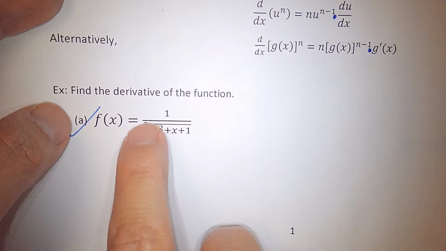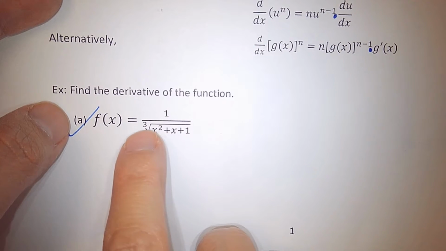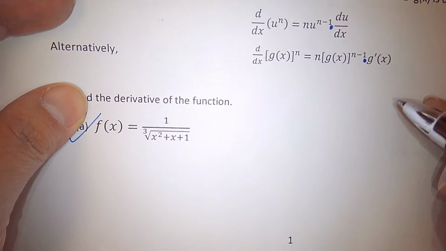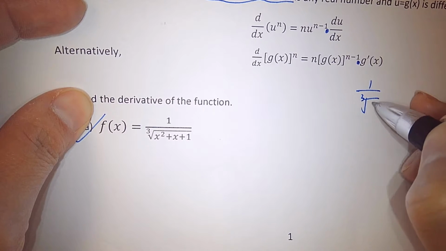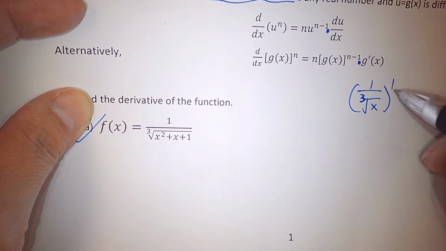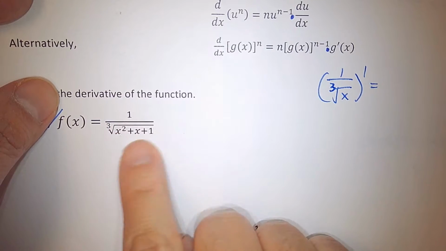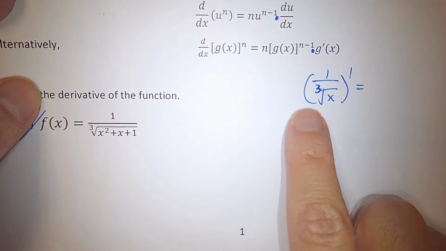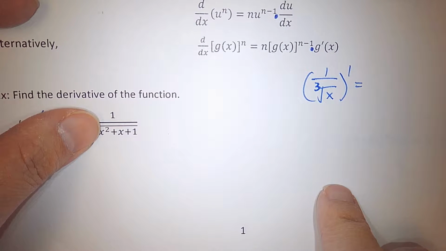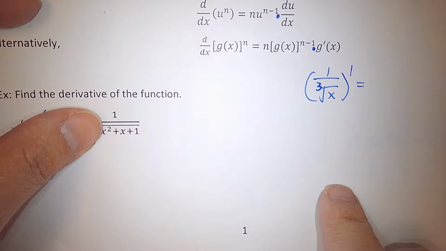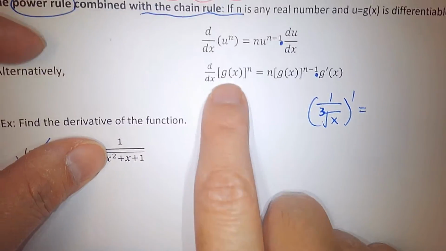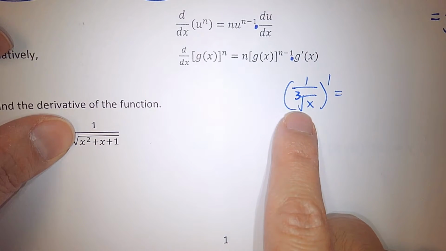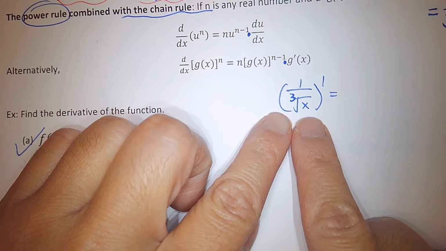So for the 1 over cube root of something, how to find the derivative of 1 over cube root? We're not talking about this complicated function. Just the derivative of 1 over cube root of x. How to do it? Power rule. See, this example is the power rule combined with chain rule, right? So can we use power rule to do it?